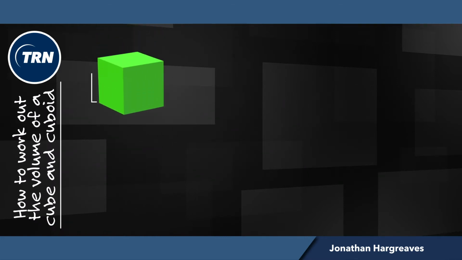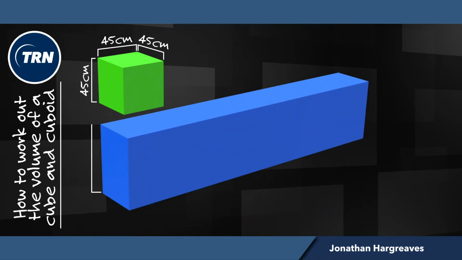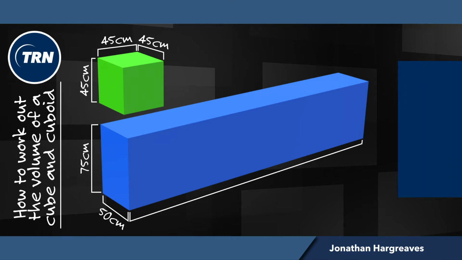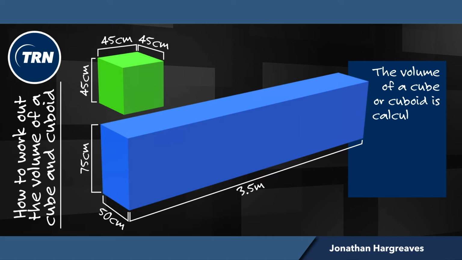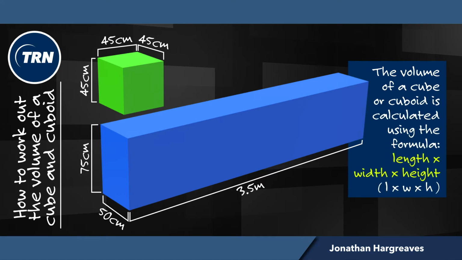A cube, which is in green here, has all 6 faces identical. A cuboid has the opposite faces identical, and that's in blue. When we work out the volume of a cube and a cuboid, we use the formula length times width times height, also known as L, W and H.